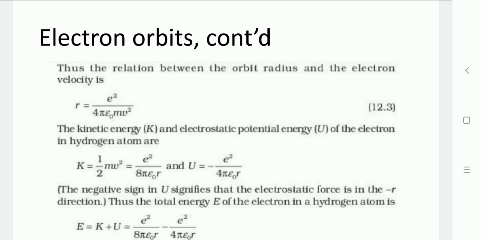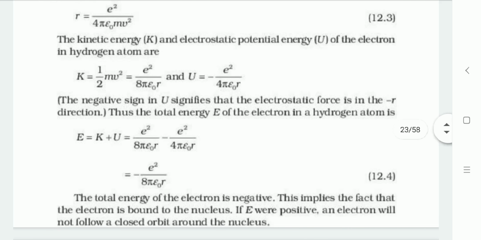So the total mechanical energy of the electron in the hydrogen atom is E equal to K plus U. Substituting the values of kinetic energy and potential energy, we get E equal to minus e square by 8 pi epsilon 0 r. Here the energy is negative, which defines that the electron is bound to the nucleus. If E is positive, then the electron will not follow that circular path. It means the electron is following its orbital path continuously, which gives the electron orbit.